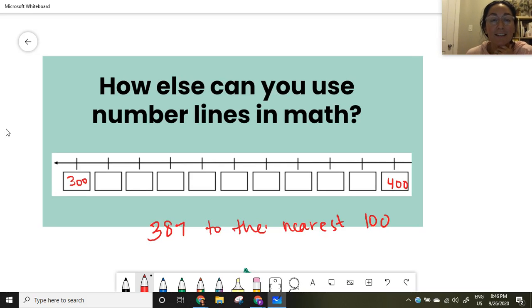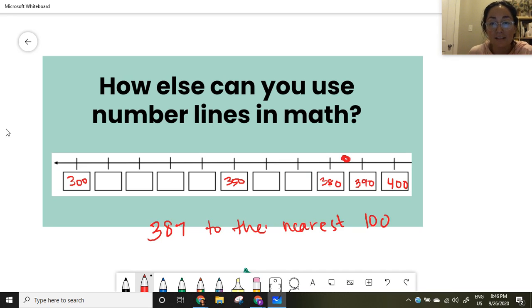I can also use a number line to round to the nearest 100. If I need to round the number 387 to the nearest 100, I know that my number line can start at 300 and go to 400. Each of these boxes is now counting by tens, so that's 300, 310, 320, 330, 340, 350, 360, 370, 380. Oh, I'm getting closer, 380. That means this one is 390, so my number is somewhere in here.